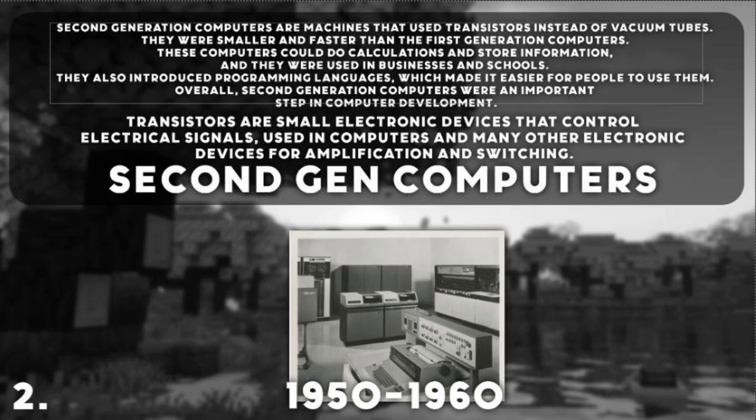Now, what transistors do basically is that they control the electrical signals used in computers and many other electronic devices. They change the flow of the electrical signals, the direction of them, if there is any trouble in them.